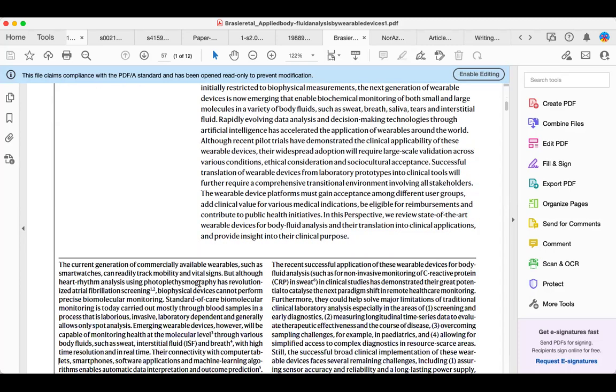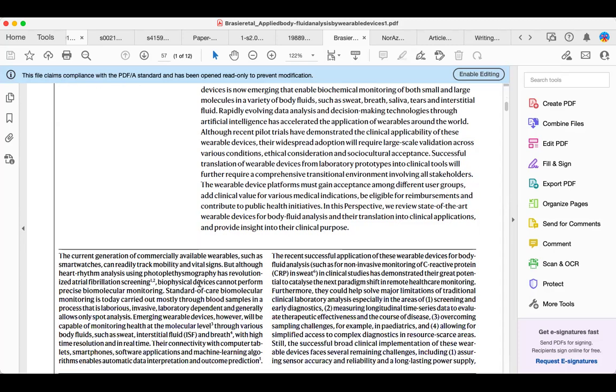Again, the introduction sort of extends the abstract. The current generation of commercial devices such as smartwatches can readily track mobility and vital signs. Although heart rhythm using, I don't know how to pronounce this, photoplethysmography has revolutionized atrial fibrillation screening, biophysical devices cannot perform precise biomolecular monitoring. So this is the one issue that he wished to highlight. All this is about biophysical, but not on biomolecular.